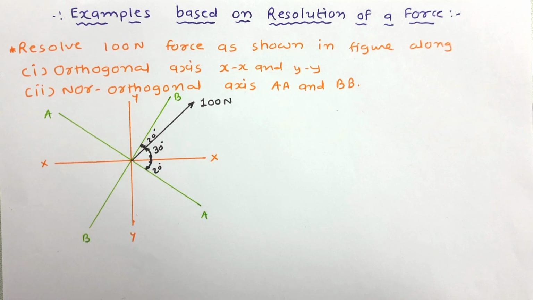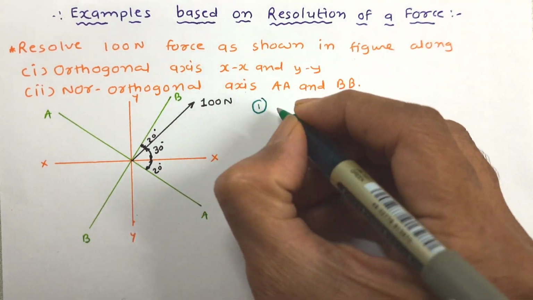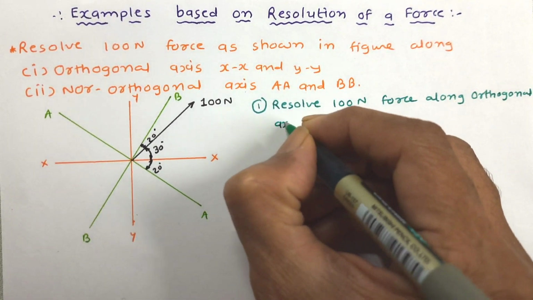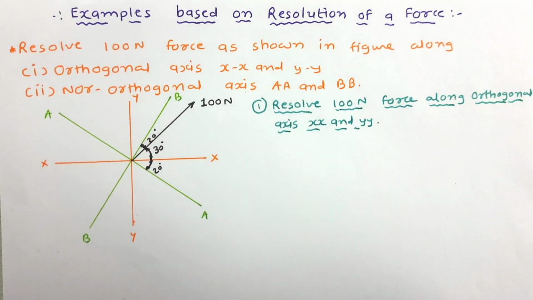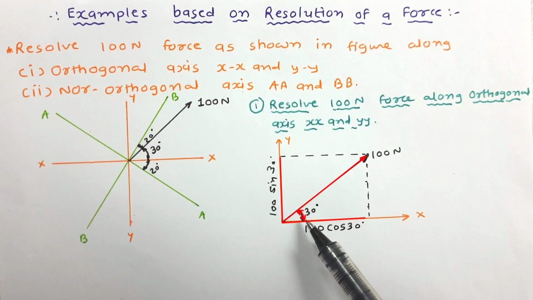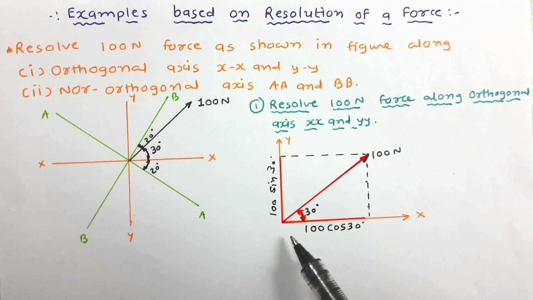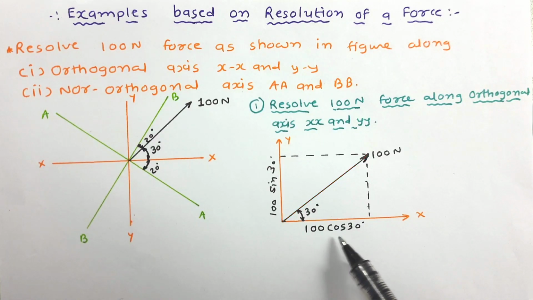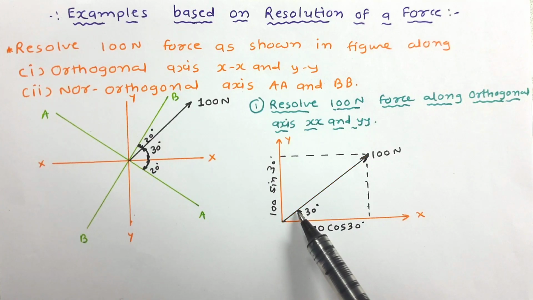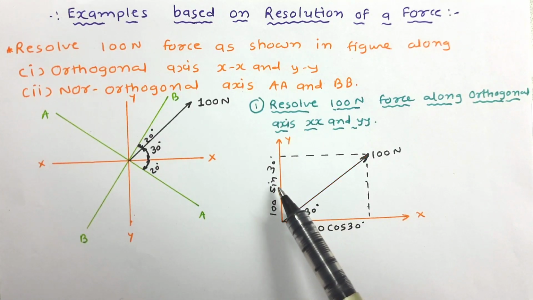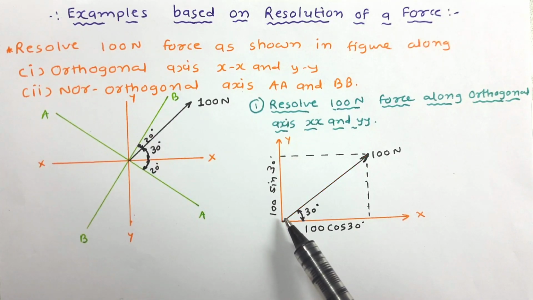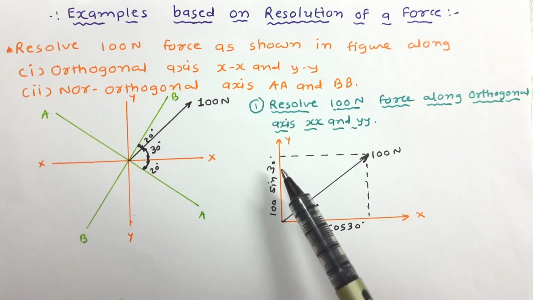First, we'll resolve this 100 Newton force along orthogonal axes xx and yy. So first of all, let us draw another figure which is showing the force and the axes. So the force 100 Newton is making 30 degrees with the x-axis. So it can be resolved in two components. The component along the x-axis will be 100 cos 30, as the component near the angle is cos and the other is sine. So the component along the y-axis is 100 sine 30.